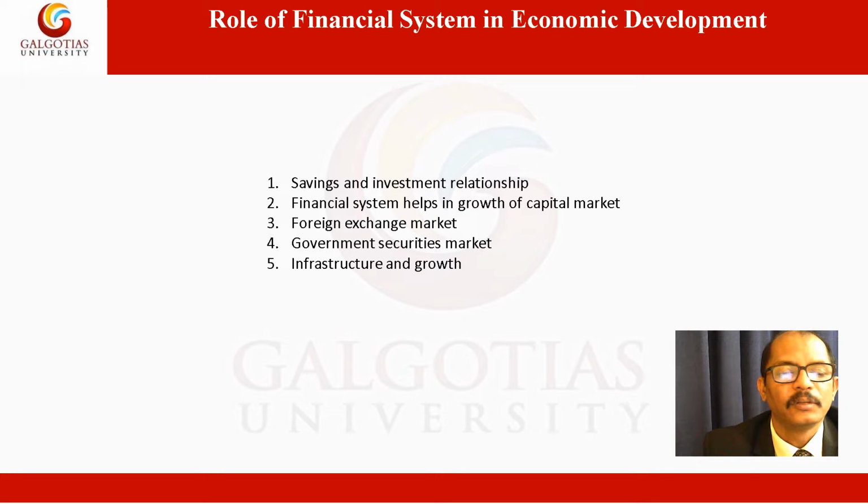The second role is financial system helps in growth of capital market. Every business requires two types of capital, that is fixed and the operating capital. Fixed capital is used for investment in fixed assets like plant and machinery, while the operating capital is used for day-to-day running of business. It is also used for purchase of raw materials, converting them into finished goods, etc.